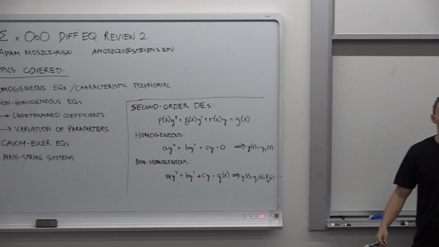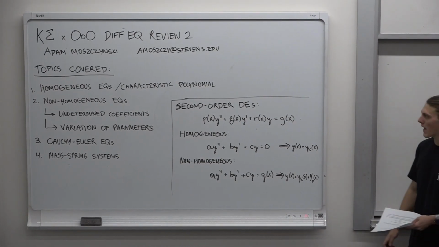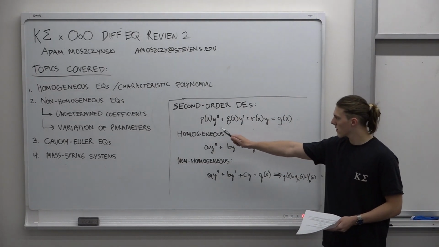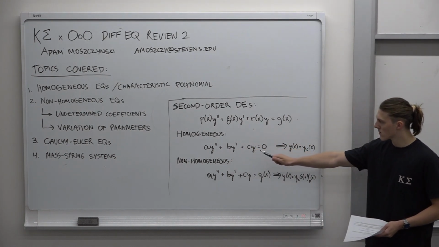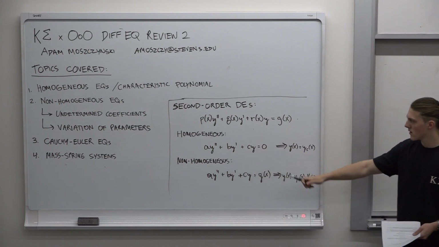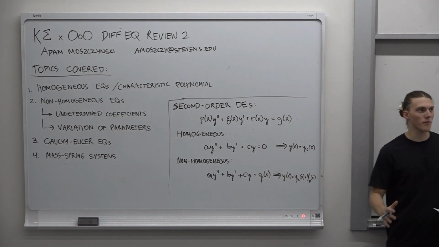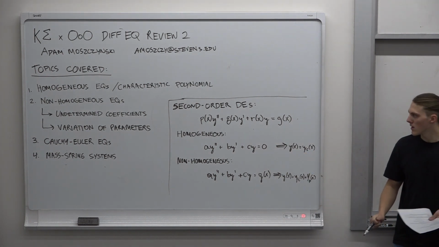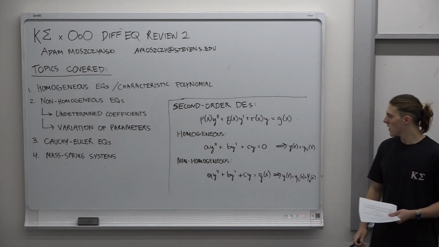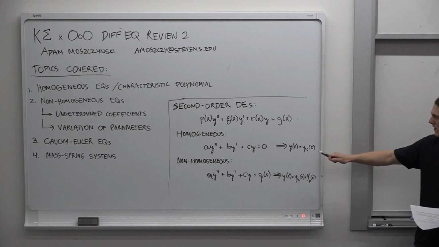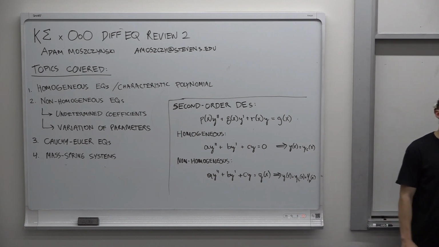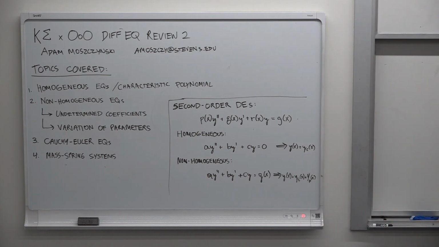And so what it means for it to be homogeneous is that all of these functions of x on the left-hand side need to be constants. So it's a, b, c. It's a homogeneous constant coefficient second order differential equation. And so these are going to have a solution, y of x, that equals a complementary solution, y c of x.